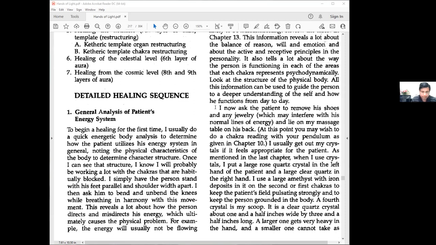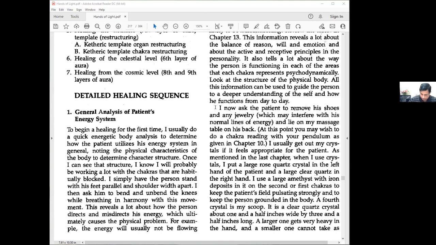I now ask the patient to remove his shoes and any jewelry which may interfere with his normal lines of energy and lie on my massage table on his back. At this point, you may wish to do a chakra reading with your pendulum as given in chapter 10. I usually get out my crystals if it feels appropriate for the patient. As mentioned in the last chapter, when I use crystals, I put a large rose quartz crystal in the left hand of the patient and a large clear quartz in the right hand.